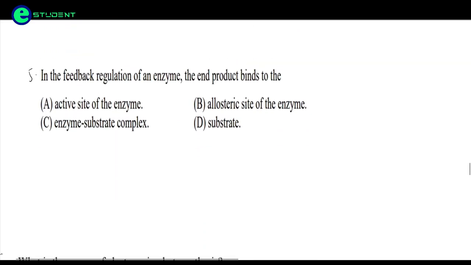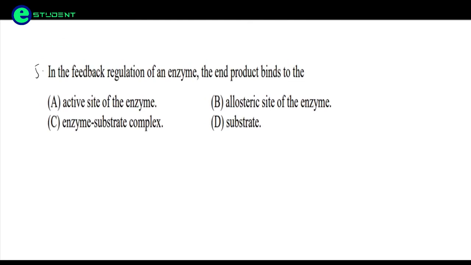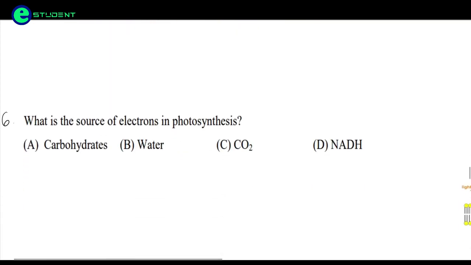In the feedback regulation of an enzyme, the end product binds to. So will the end product bind to the active site of the enzyme? No, the substrate is going to bind to the active site of the enzyme. The enzyme-substrate complex? No. The substrate? No. It will always bind to the allosteric site of the enzyme. So B is the correct option here. Coming to the next question.